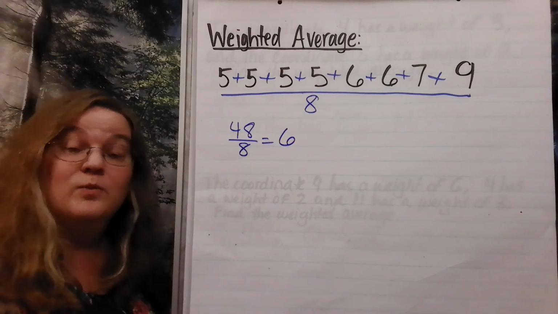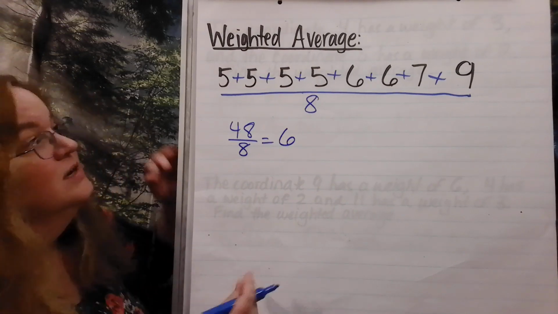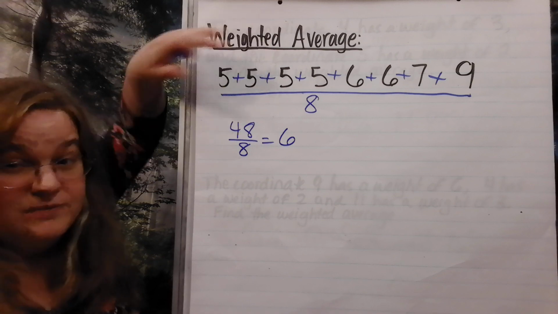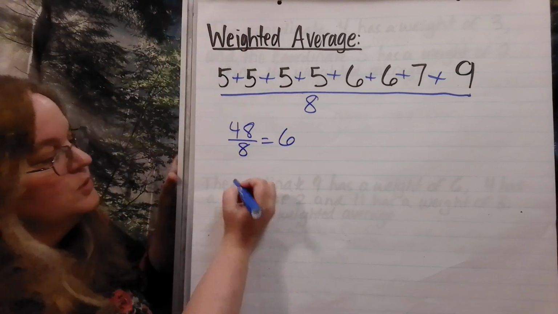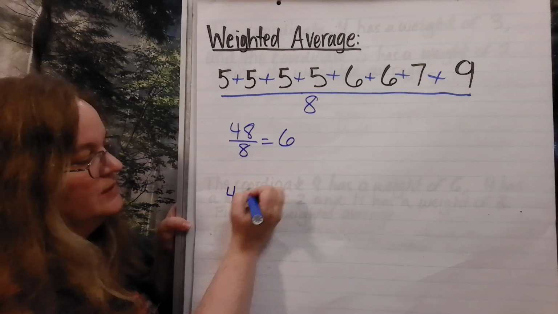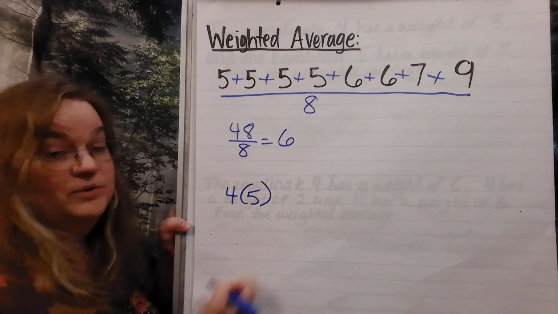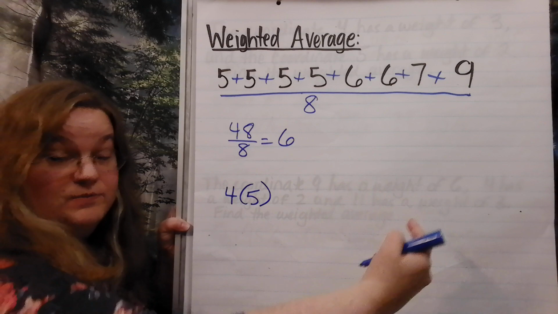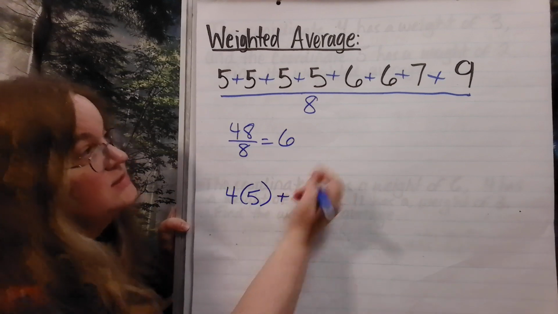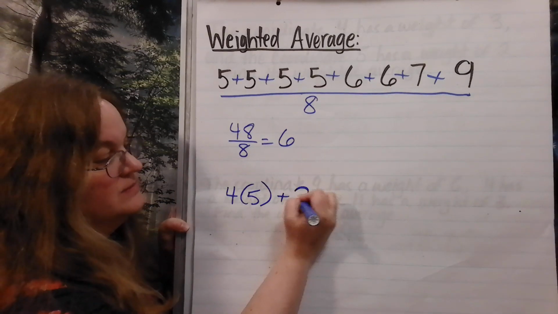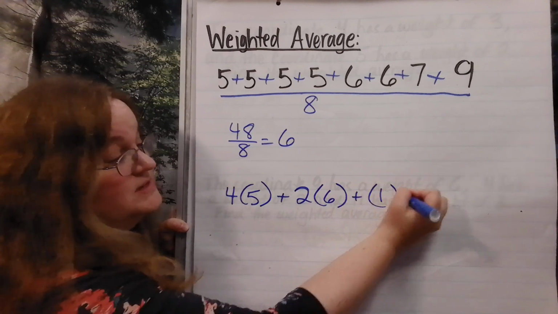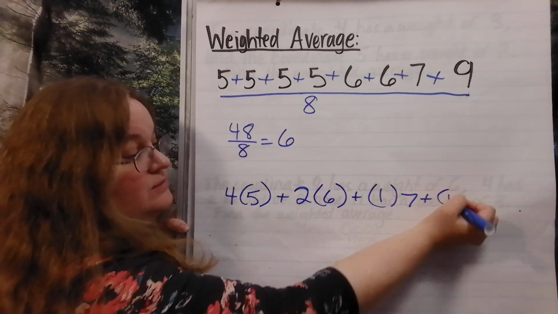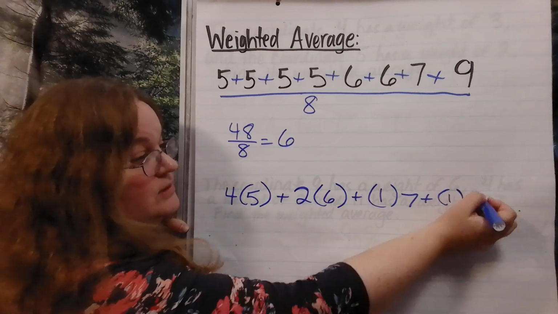Now let's look at how a weighted average is different. See how I have multiple 5s? Well, if I'm doing a weighted average, I would count: I've got 4 5s. So I would just show it like this instead of writing 5 four times. Plus, I've got 2 6s. I've got 1 7 and 1 9.